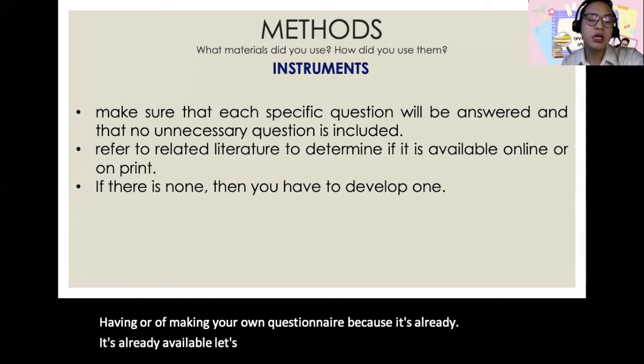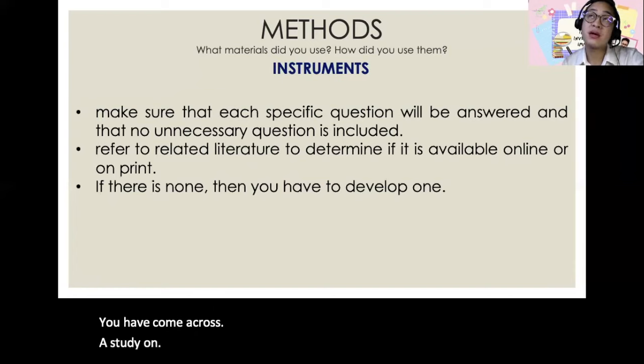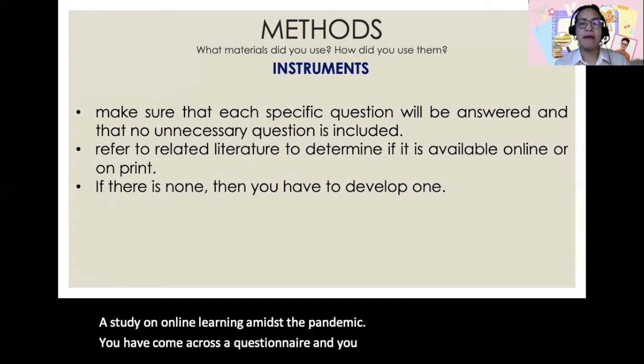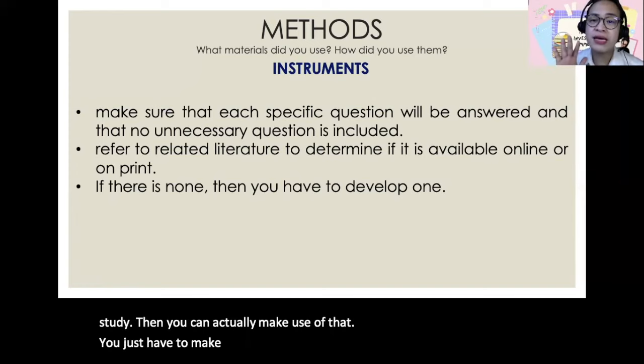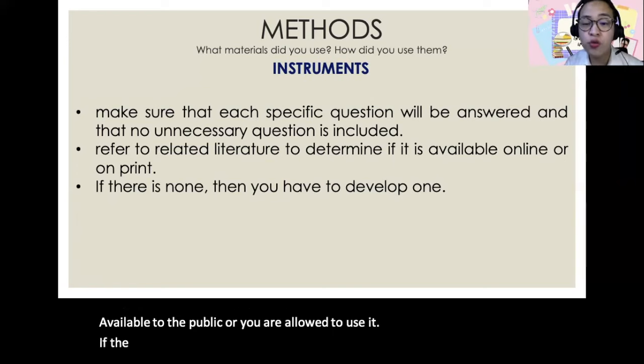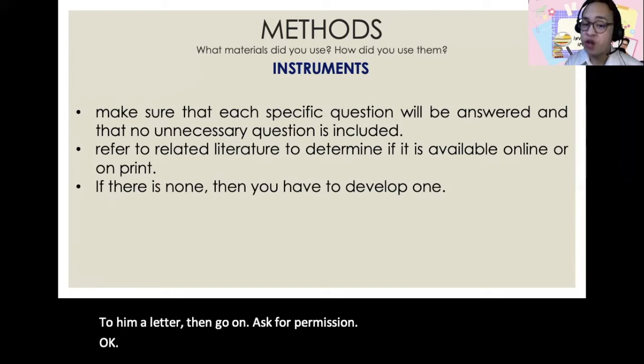Let's say, for instance, you have come across a study on online learning amidst the pandemic. You have come across a questionnaire and you think this is applicable in your study, then you can actually make use of that. You just have to make sure that this is available to the public or you are allowed to use it. If the author would want you to write to him a letter, then go on, ask for permission. And if there is none, then you have to develop one.